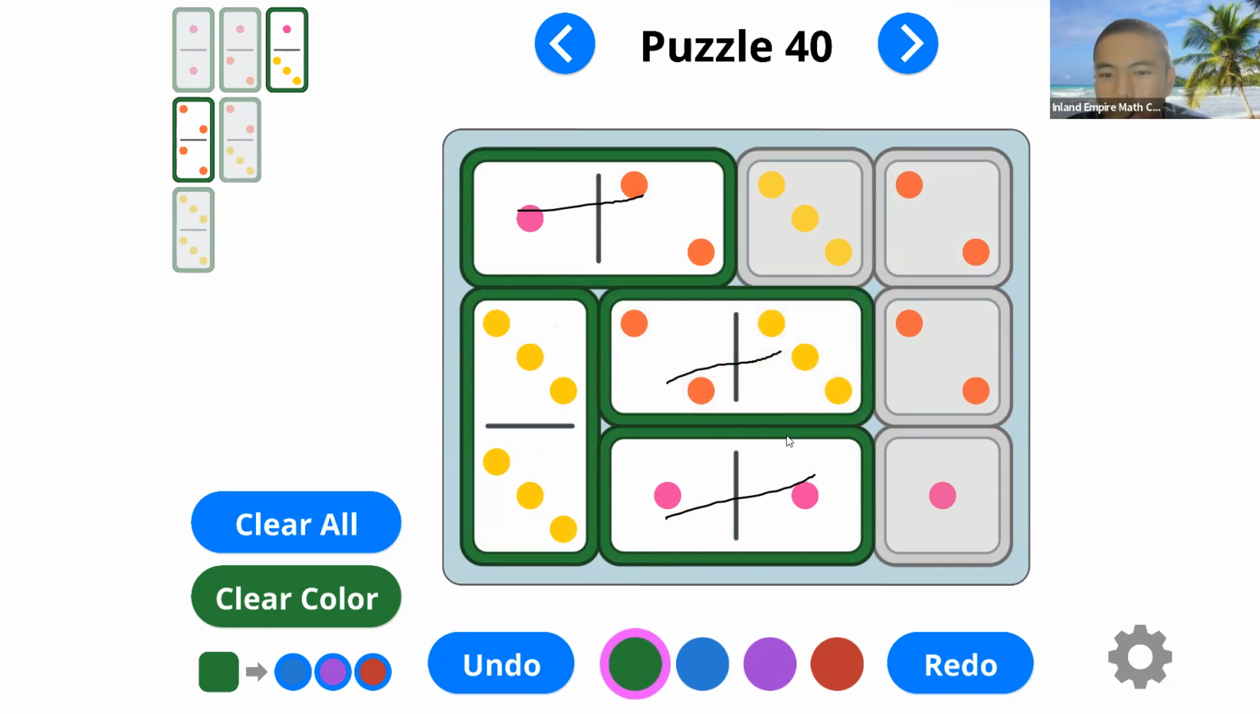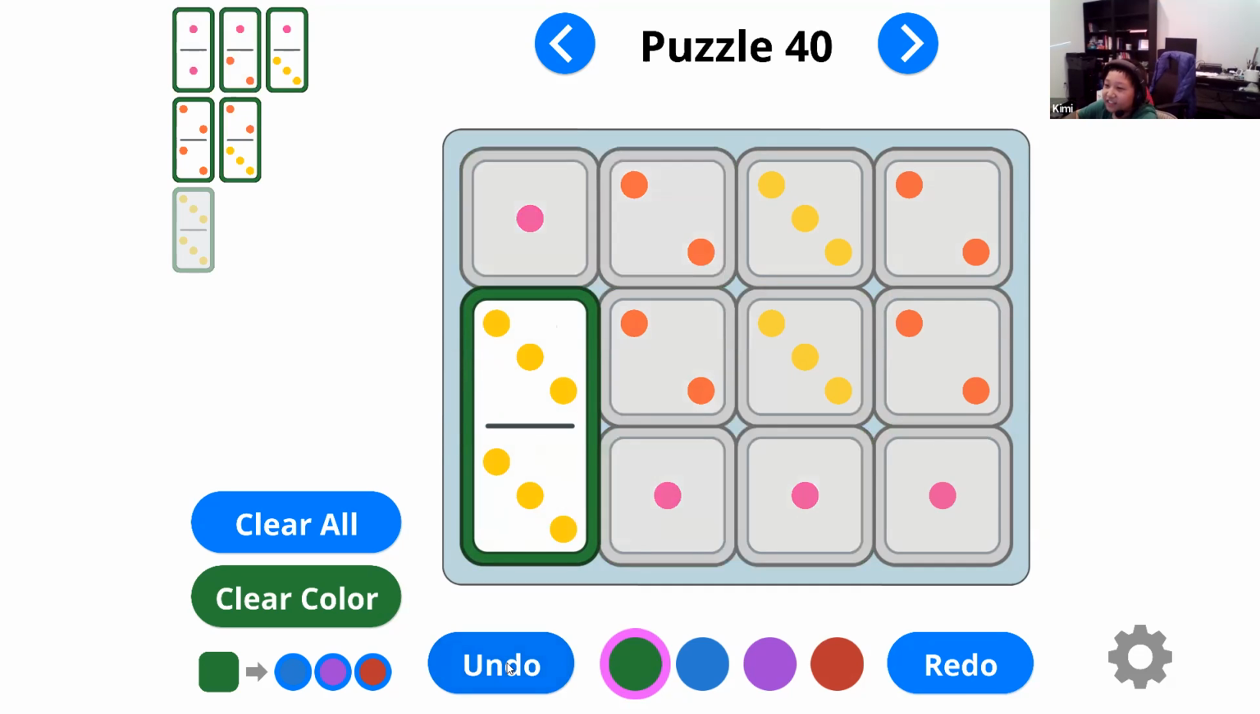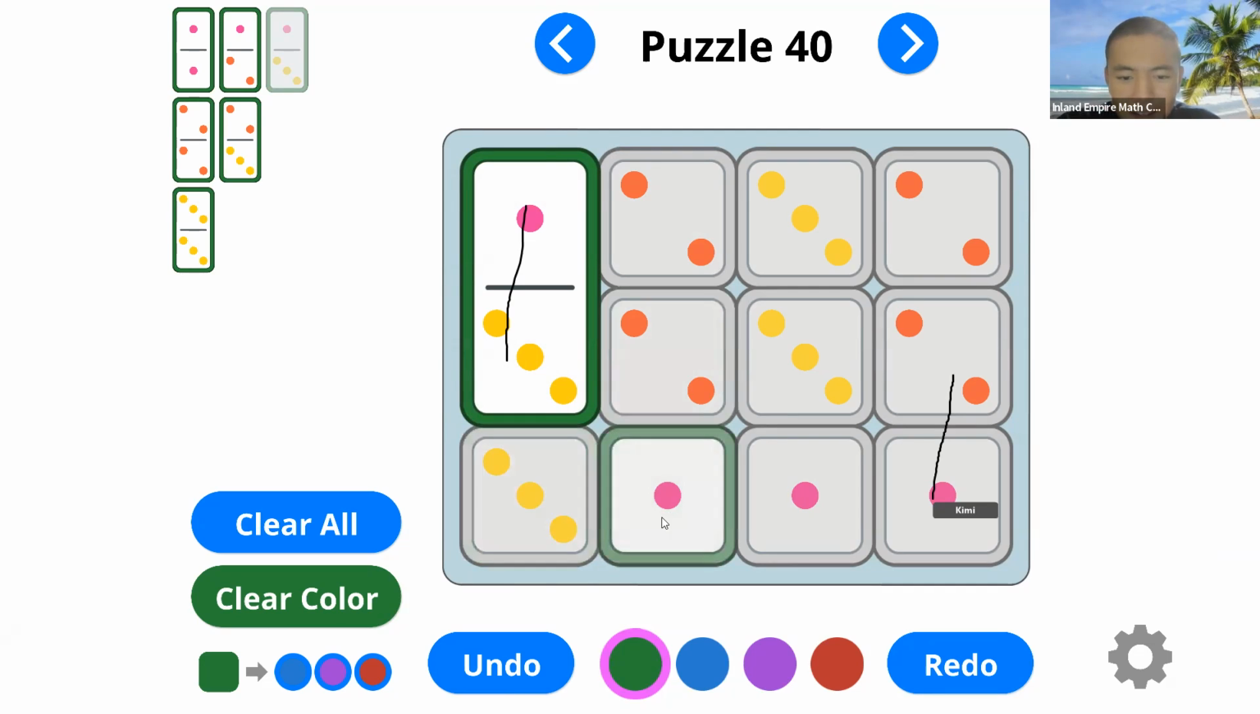No, that's not possible. Yeah, we're a little stuck here. Oh, I got it. Could we undo all the way? And I want these two. All right. Oh no. And then these two. Actually, Kemi, if you do these, then these two are kind of stuck here.